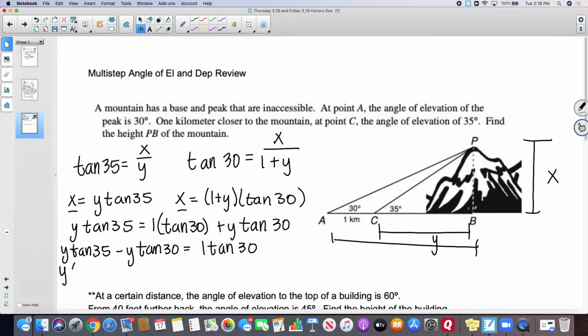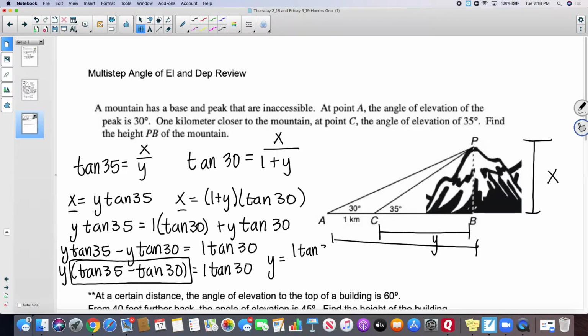Factor out your y. And so now I want to solve for y, so we're going to take all of this, the tan 35 minus tan 30, and we're going to divide it to the other side. So y equals 1 tan 30 over tan 35 minus tan 30.